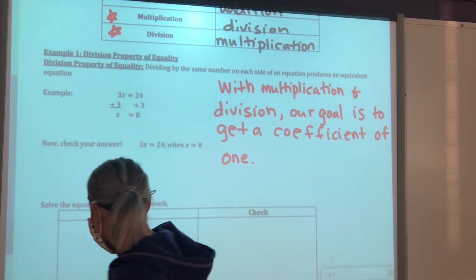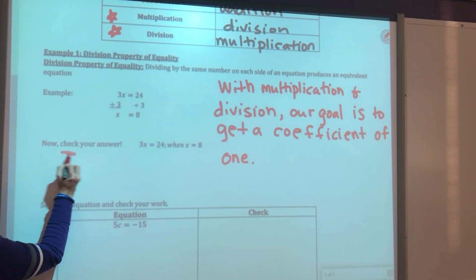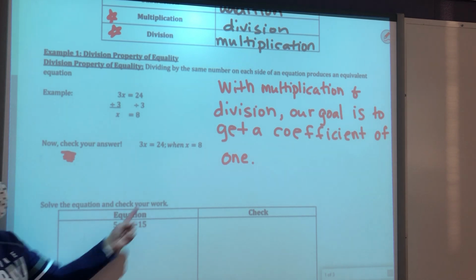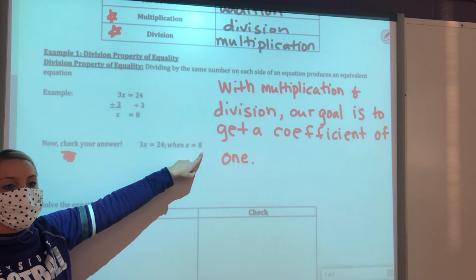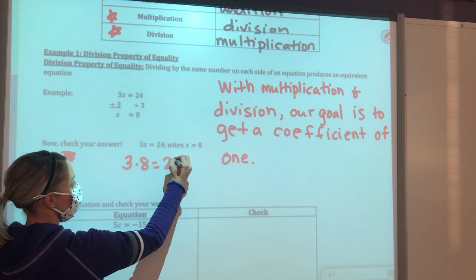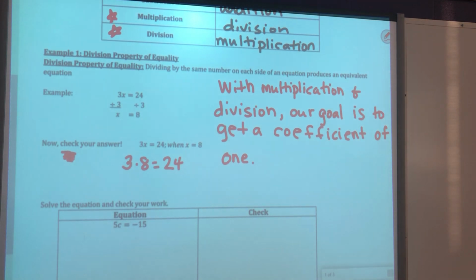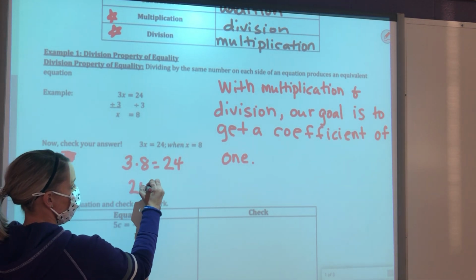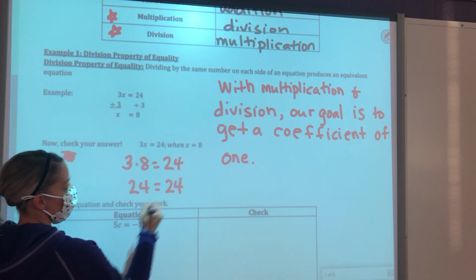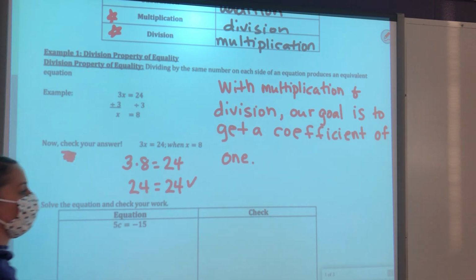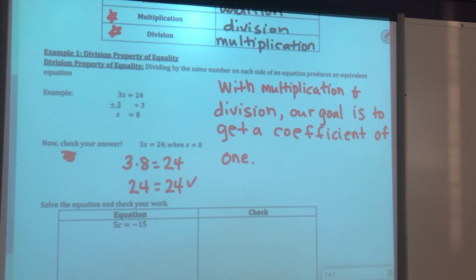Again, what's our second most important part? Check our answer. So whenever I see x, I'm going to plug in 8. So 3 times 8 equals 24. 3 times 8 is 24. 24 equals 24, so I'm checked out. Good. That's simple.